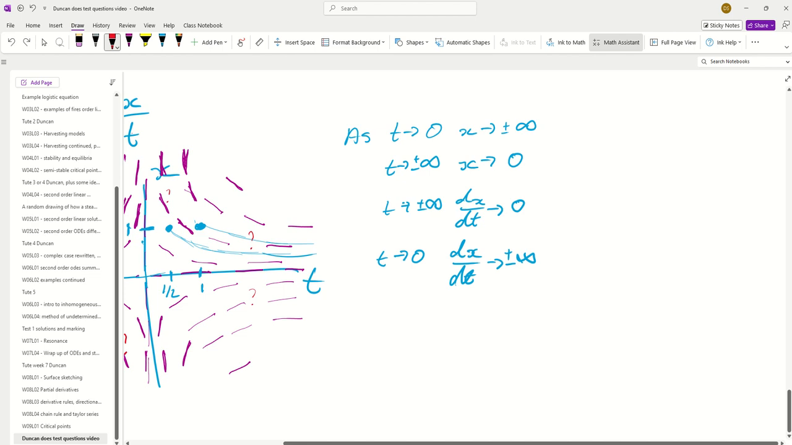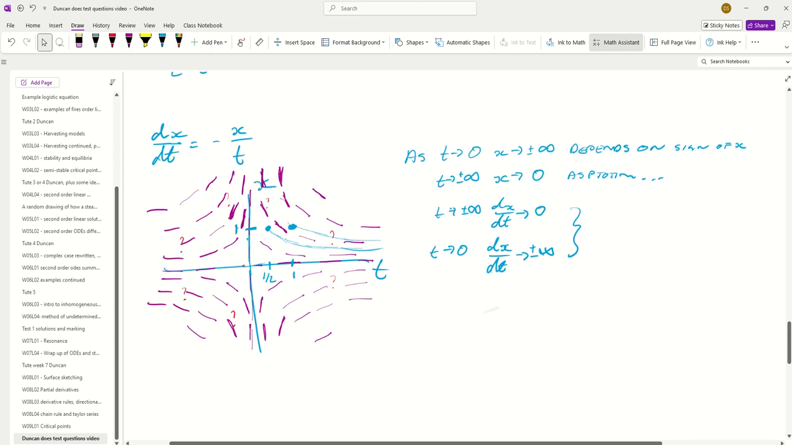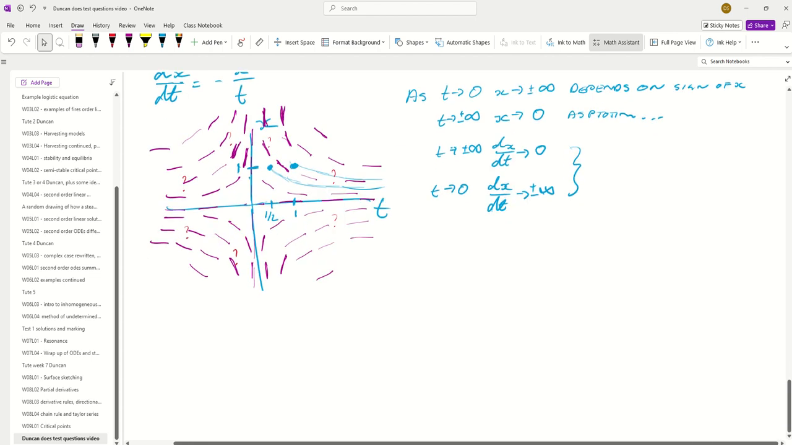So here's this one. This is tricky. Depends on the sign of x. This one's just asymptoting, so that's fine. And that one tells you about the derivative. This is approximately a sentence, I would say. That's certainly what gets you the marks.